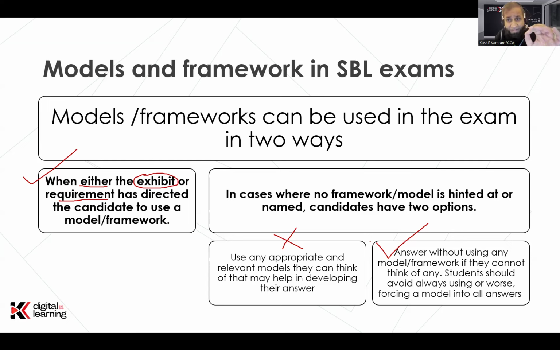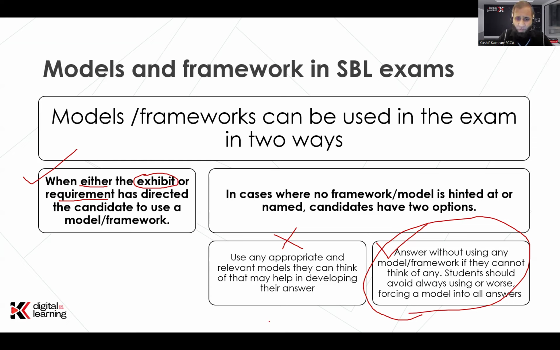But if the hint is given in the exhibit or if the hint is given in the requirement, it's better to use the model. But yes, if they're silent, then look at this. A model isn't the best answer then. You can just answer the question generally without a model. Don't forcefully apply a wrong model.